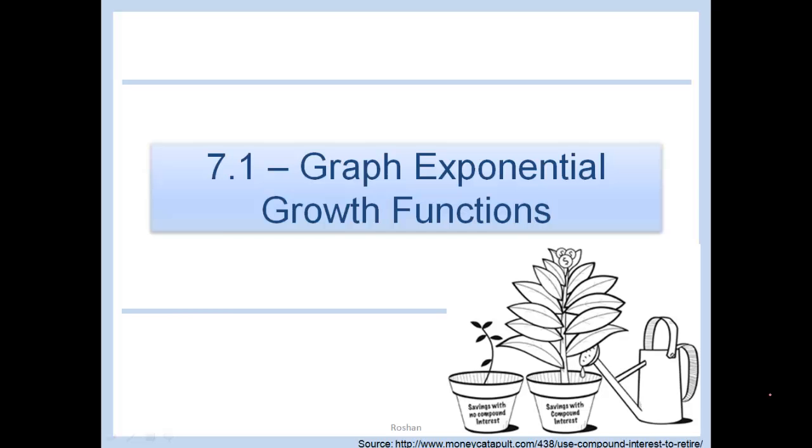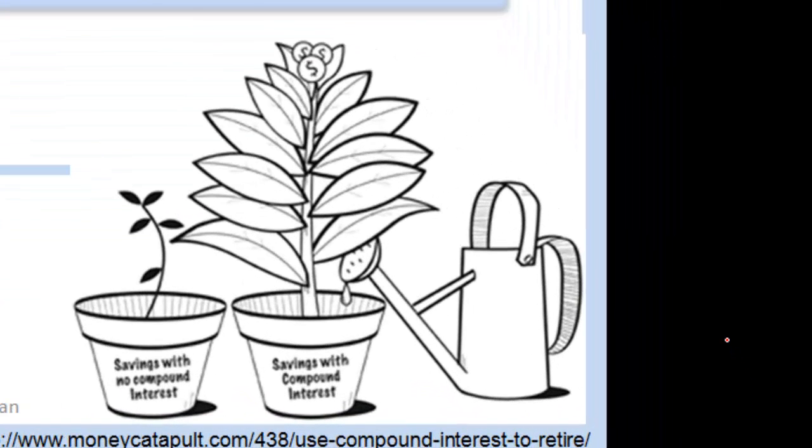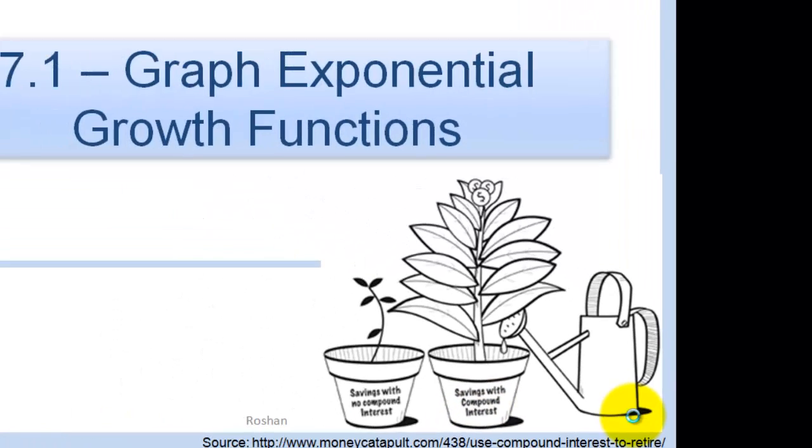7.1, graph exponential growth functions. This illustration shows what we're going to be talking about today. Here is the savings with no compound interest. Here is the savings with compound interest. Clearly, there's something about compound interest that we like, and we'll be learning about that in this lesson.